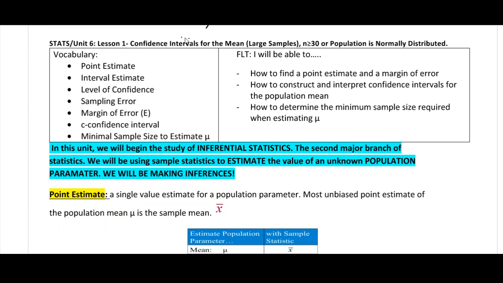In this unit, we'll be studying inferential statistics, the second major branch of statistics. We'll be using sample statistics to estimate the value of an unknown population parameter. We will be making inferences, right?